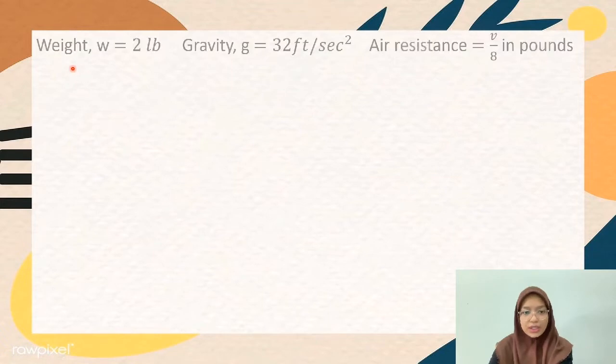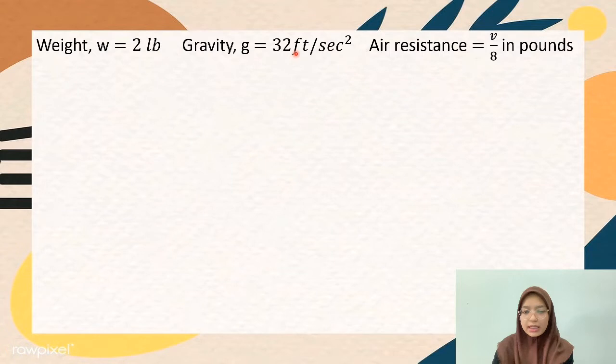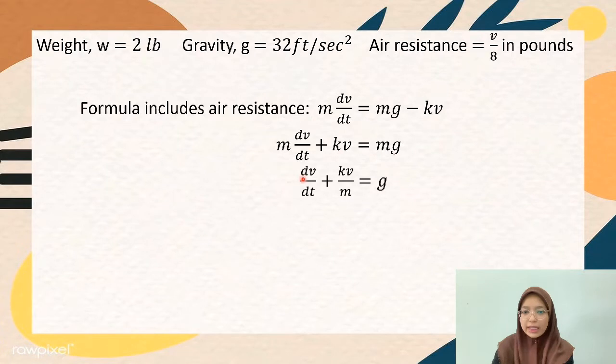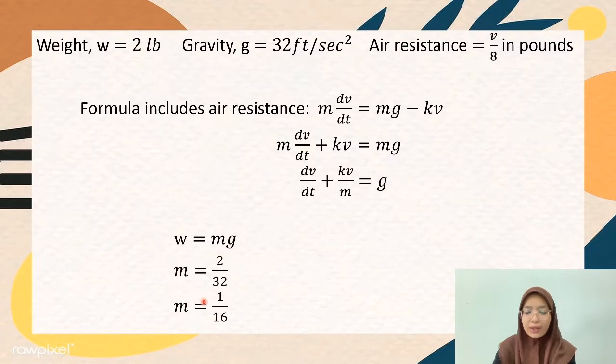Based on the question, we know that weight W is equal to 2 lb, gravity is 32 feet per second square, and air resistance is V over 8 in pounds. We also know that the formula including air resistance is m times dV over dt equal to mg minus kV. Then we modify this formula and get dV over dt plus kV over m equal to g. The formula for weight is mass times gravity, so based on this formula, we get mass equal to 1 over 16.